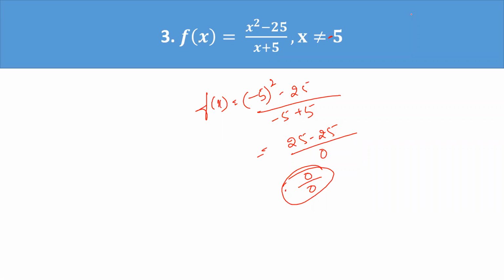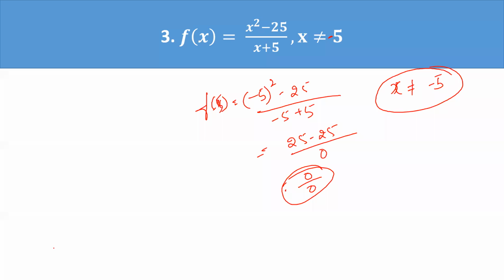Okay, so it is not defined. So clearly, the function is not continuous at x equal to -5, because the first condition itself has failed. If you put x equal to -5, you get a not defined form, which means the function is not continuous at x equal to -5.